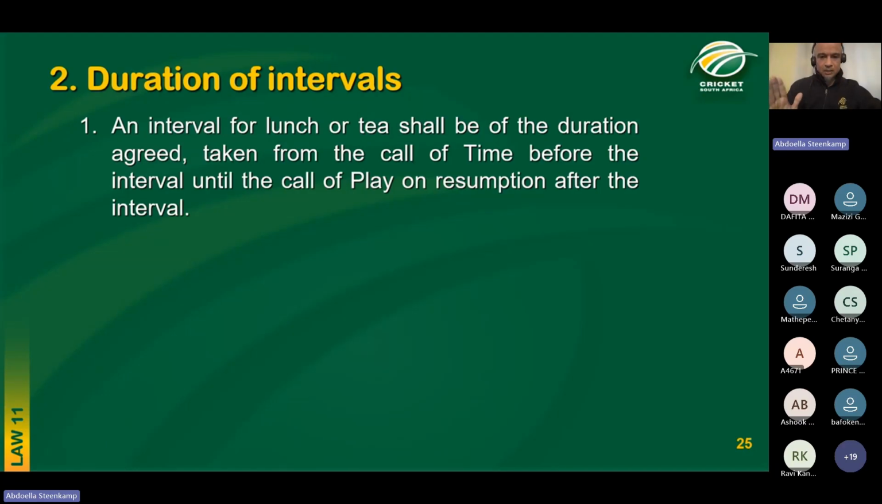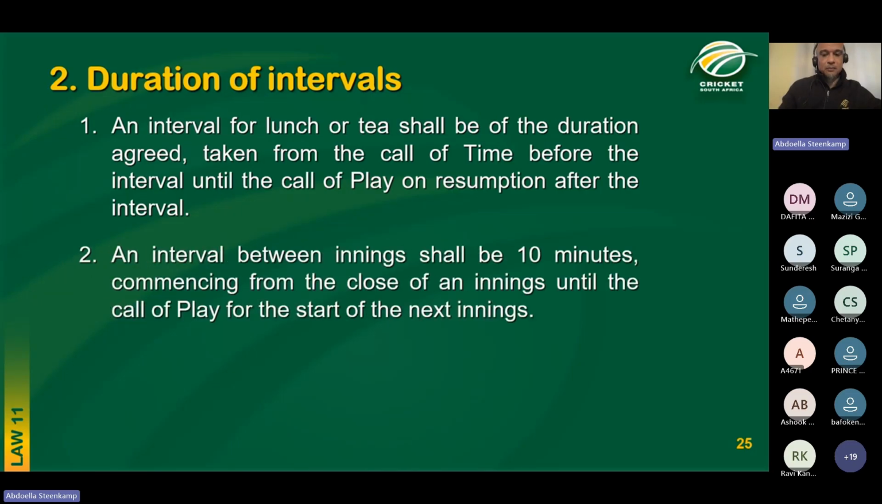Your 40-minute lunch will start as soon as the umpire calls time to indicate it is now lunchtime. Let's say it's 12 o'clock for lunch. The umpire looks at the watch, seeing it's 12 o'clock. The final ball gets bowled of the over. The umpire calls over, time, lunch. The first ball after lunch needs to be bowled at 12:40. Interval between innings, according to the law, is 10 minutes.